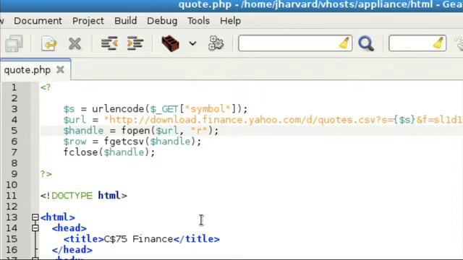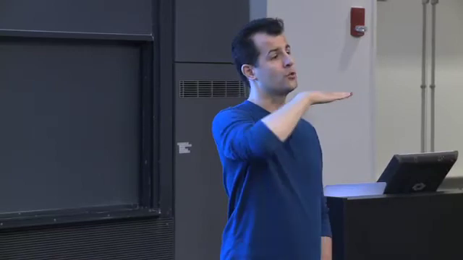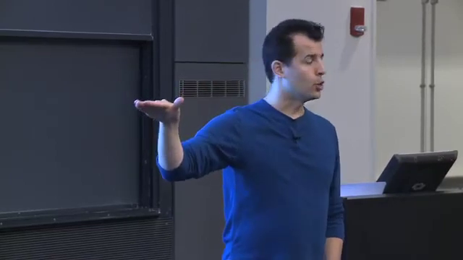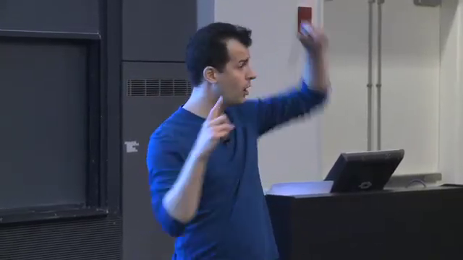fgetcsv takes a file handle. So it doesn't take a string, doesn't take a file name. It takes a file handle, which is the return value of fopen. So you have to do it this way. And it reads in the first row from that file. So you would have to call fgetcsv again and again and again if this spreadsheet contained multiple stock symbols. But as we saw, there's just one. So I'm only calling this once.